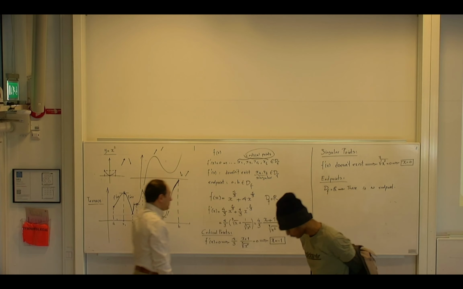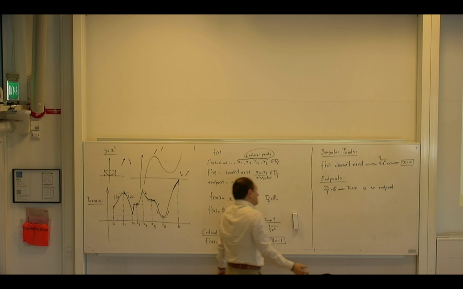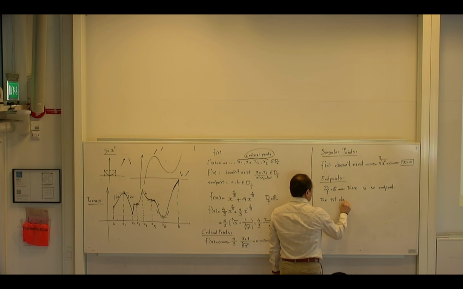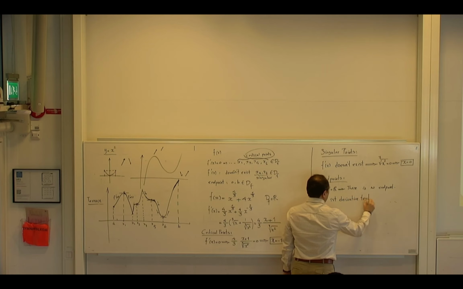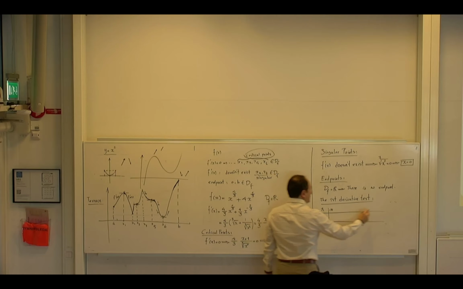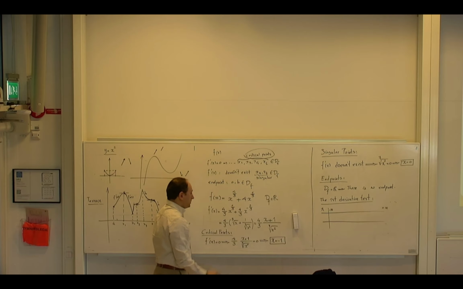Okay. So these are my candidates. So now what should I do? I want to use the first derivative test. For the first derivative test, you can draw a table. So x goes from minus infinity to infinity because I don't have any limitations on the values that I can choose for x. But I have two candidates.